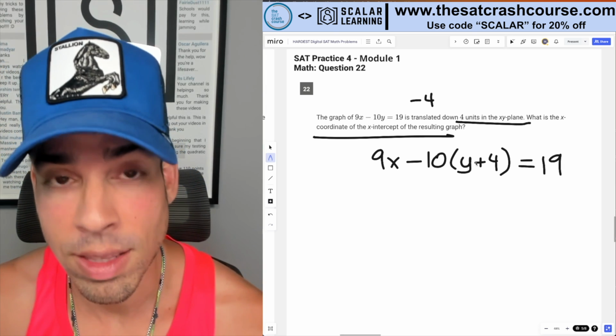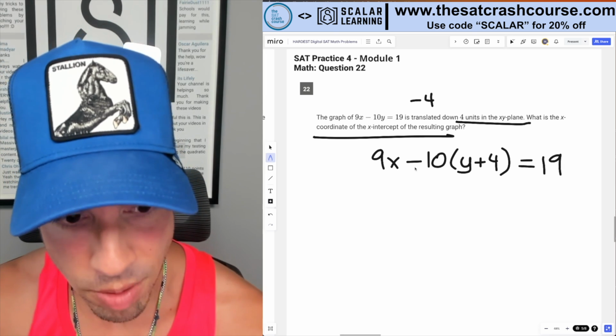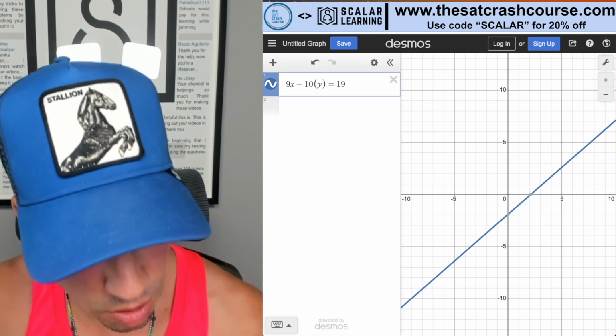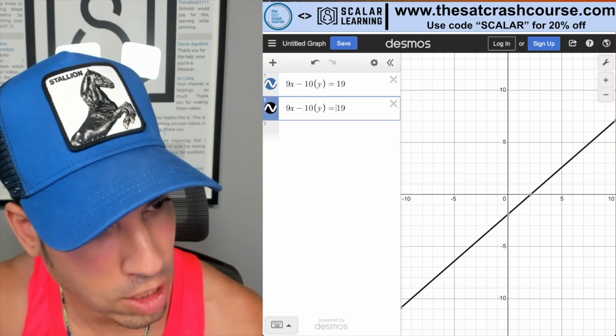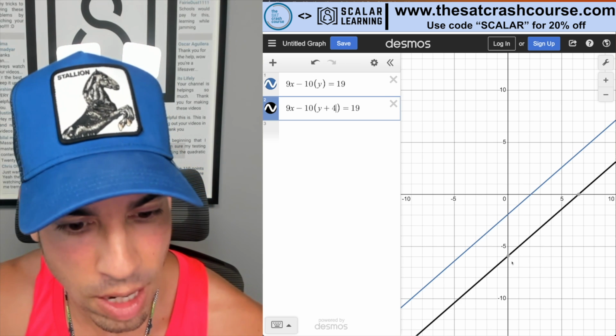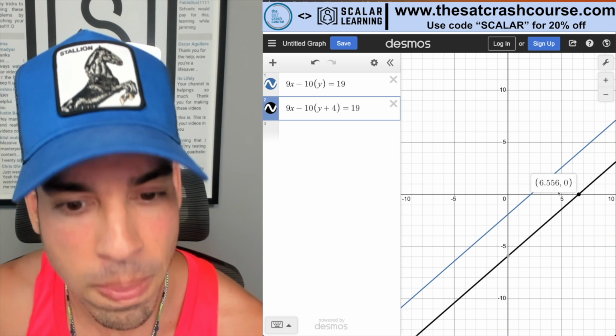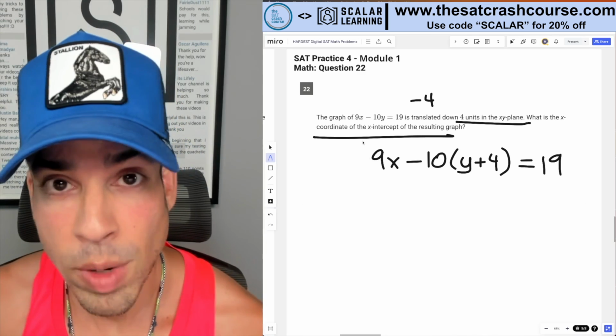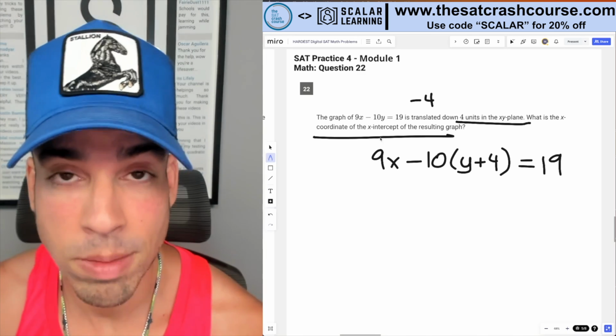So if I know that this is going to appropriately shift this down by 4, I can plug this into Desmos and find the x-intercept. So as you can see, here is the original function, and then as we add in that plus 4 like so, it does shift it down by 4, giving us an answer of 6.556. That's our decimal answer.